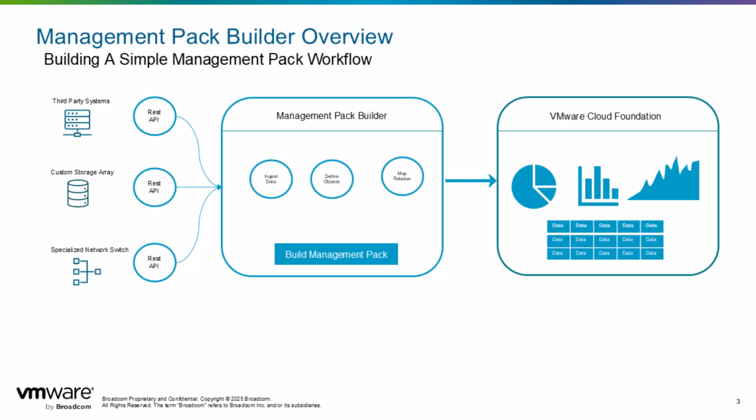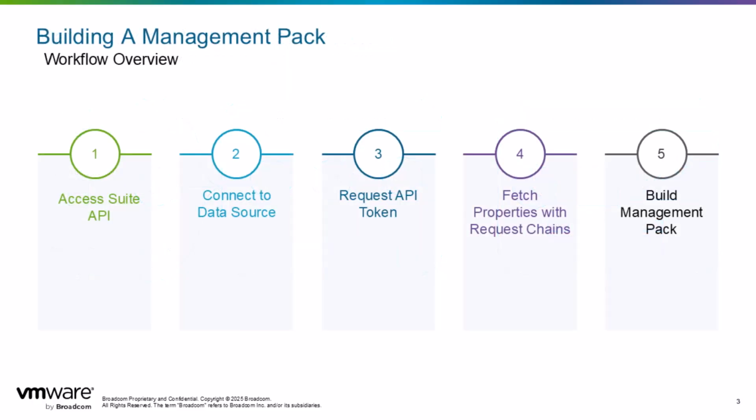In this particular video, we're going to be doing a couple things here. We're going to access the VCF public API. There's a little addendum that you can apply to the end of your VCF environment's FQDN that will show you everything that the VCF API exposes for you to manipulate. And then we're going to connect to a data source to extract relevant information for our management pack.